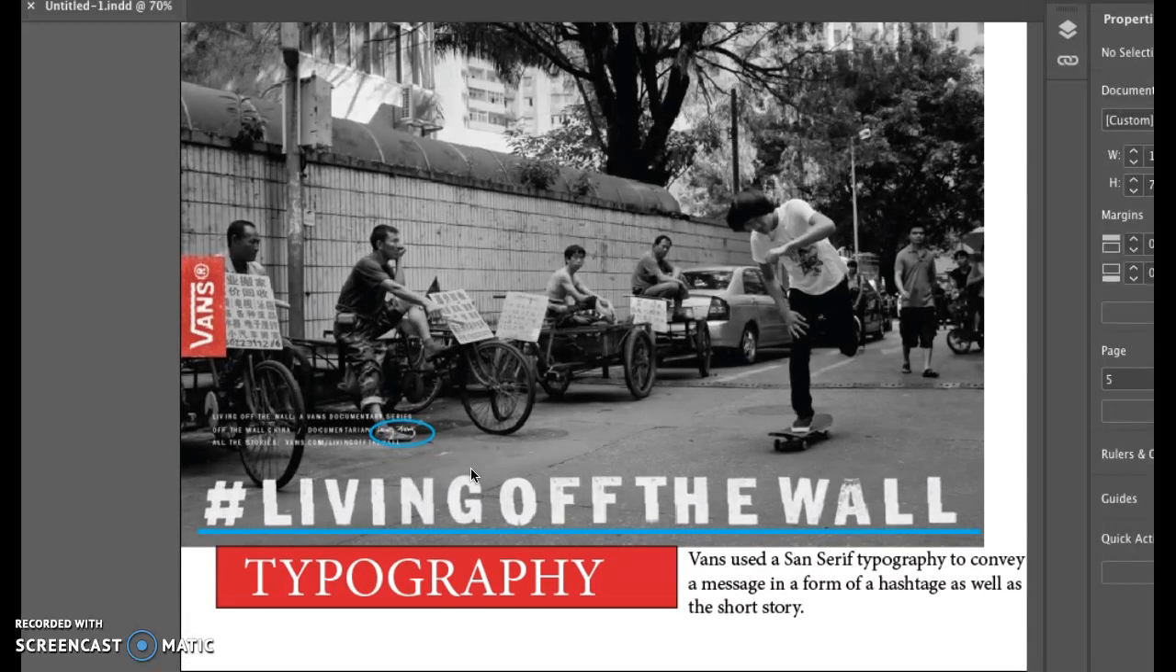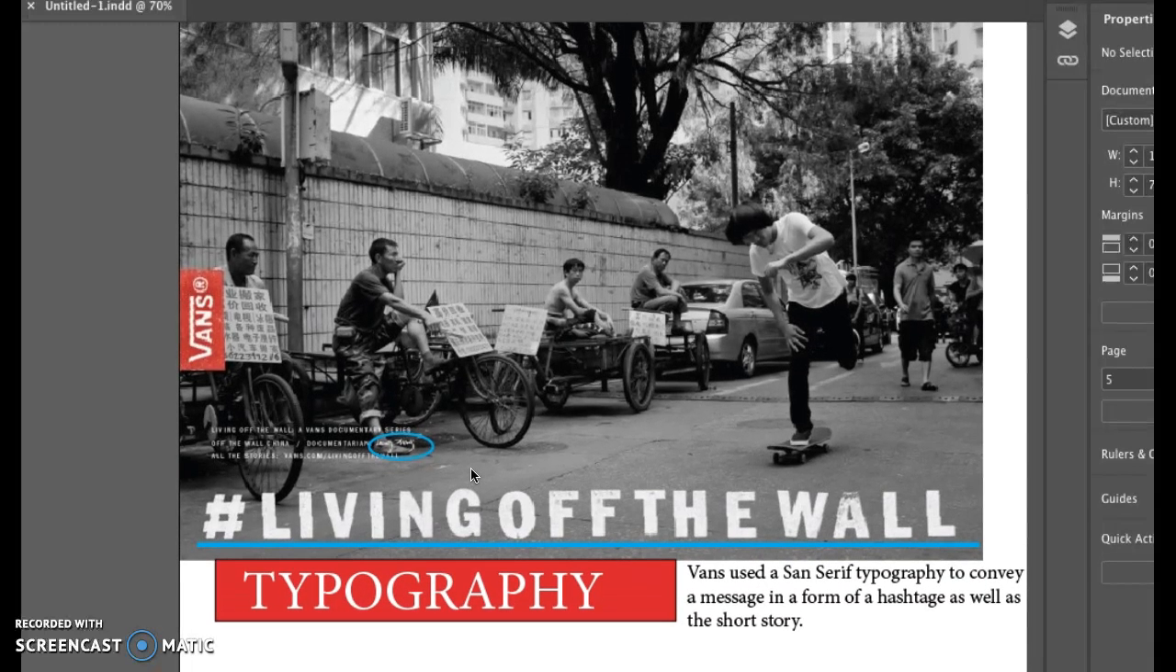Lastly, I want to talk about the typography for this ad. This particular one has a couple different sorts of typography. As you can see, the big one, the living off the wall, is a sans serif typography, and also in that short story it has a sans serif as well as drawing or creative handwriting, just a handwritten kind of design, sort of giving it its unique touch.